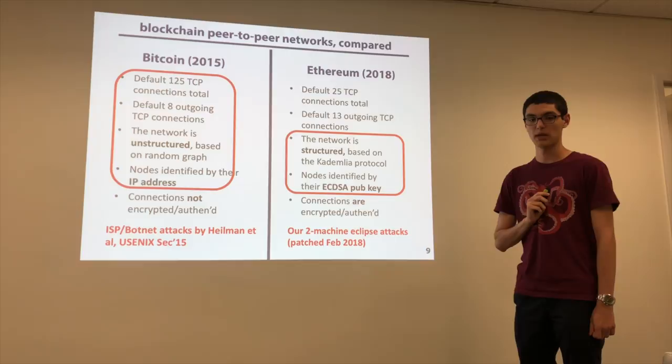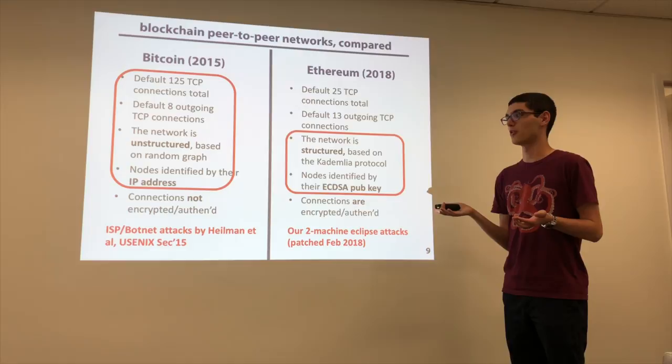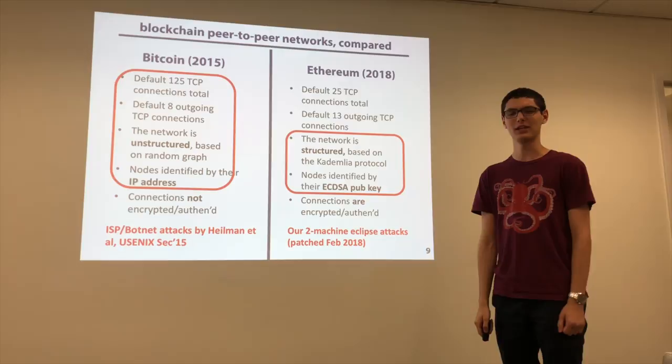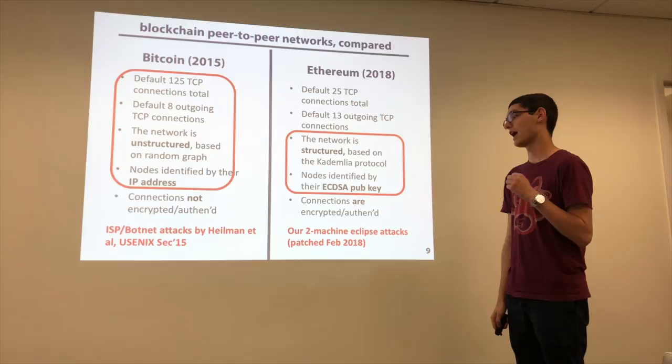And that's important because it's very different. In this one, IP addresses are really scarce. You basically have to either be an ISP or ask AWS for some IP addresses, but it costs a lot of money and they probably won't give you the number you need. But in Ethereum, what we did is we had one machine that monopolized all the outgoing connections of the victim, and we had another machine in DigitalOcean that monopolized all the incoming connections.